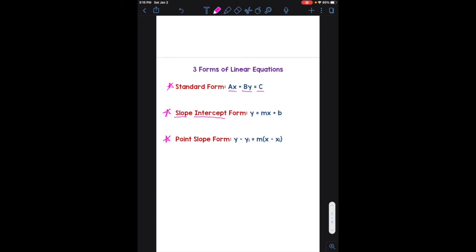And lastly, our third one for this lesson was point-slope form. You need a point and a slope to write your equation in point-slope form, m being the slope and the x1, y1 being the point.